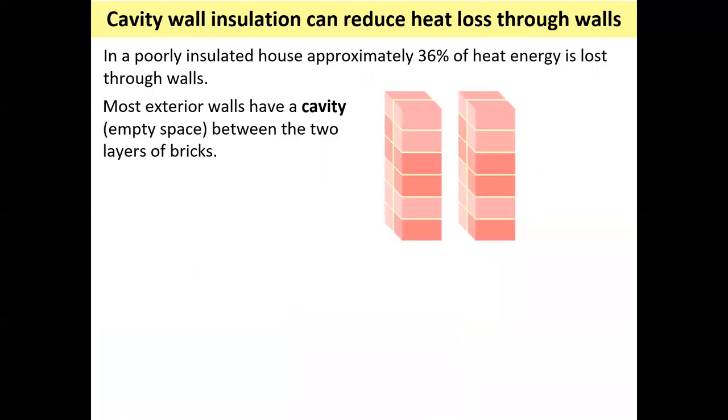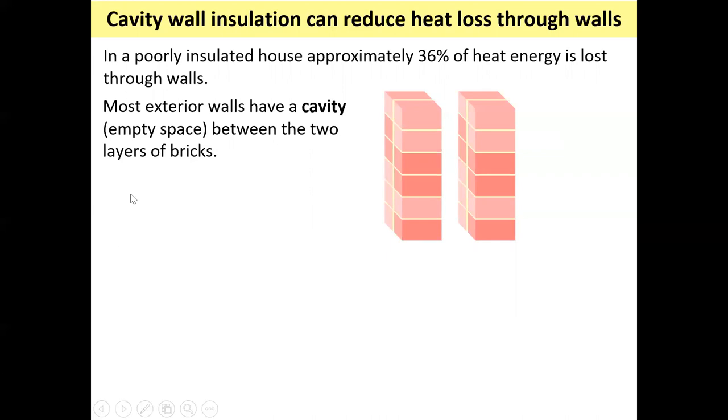So the next type of insulation we're going to look at is cavity wall insulation, and how that can reduce heat loss through walls. Now, we saw that in a poorly insulated house, approximately 36% of heat energy is lost through walls. So that's the largest amount of heat loss.